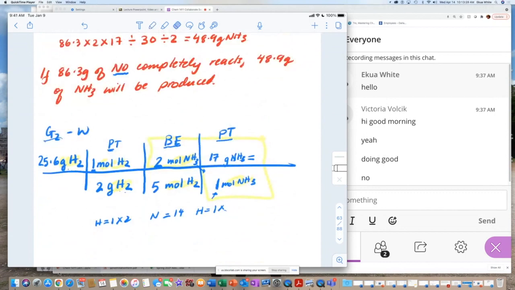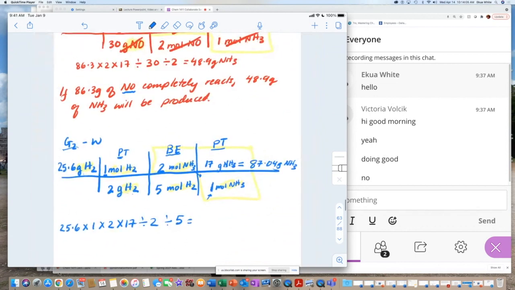Okay, now let's do our math to figure out how much of the NH3 gets made. 25.6 times 1 times 2 times 17 divided by 2 divided by 5. That gives 87.04 grams of NH3. Aha.